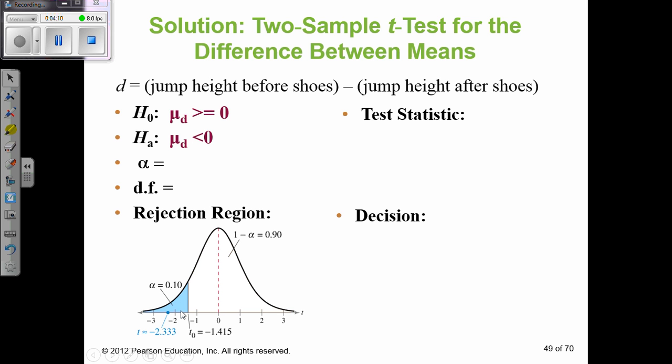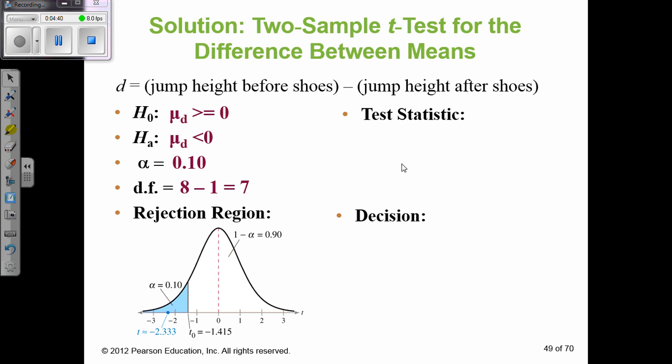That makes this a left-tailed, one-tailed test. The significance level is 10%, given in the problem, and our degrees of freedom is the number of pairs. We had 8 athletes, minus 1, which is 7. We use the degrees of freedom and table 5 to determine that our critical value is negative 1.415. And the rejection region, because this is a left-tailed test, is everything smaller than negative 1.415.